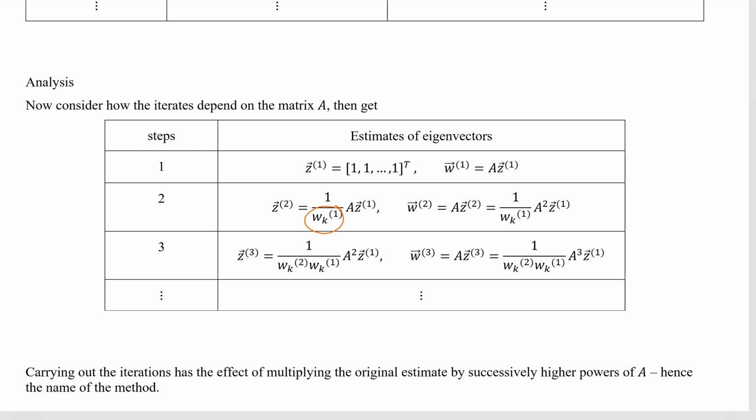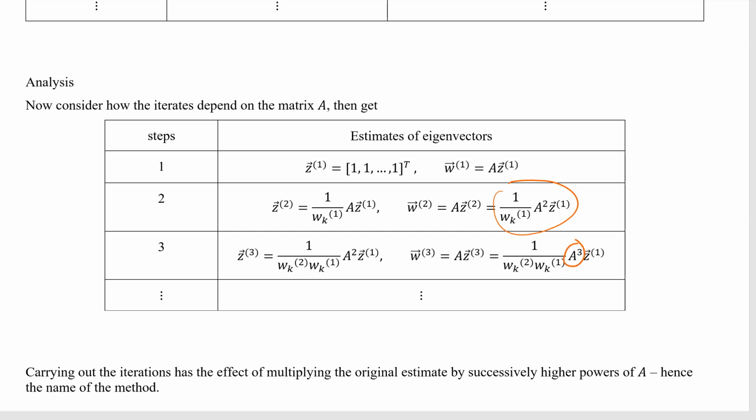Okay, so W2 is A times Z2. So this is the same as A squared times Z1, divided by another number. And then Z3 is this guy divided by WK2, so divided by another number, which is the largest component of W2. Okay, and W3 is A times the Z3.